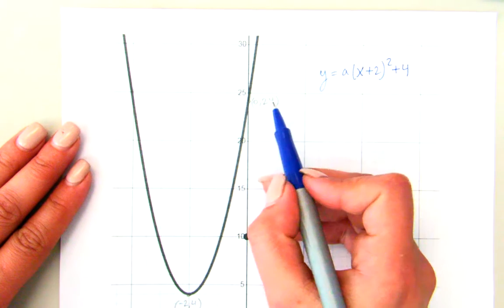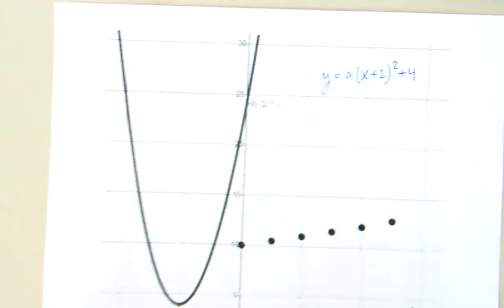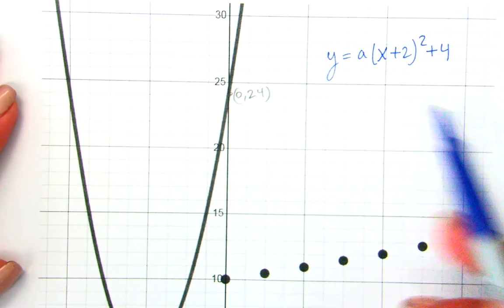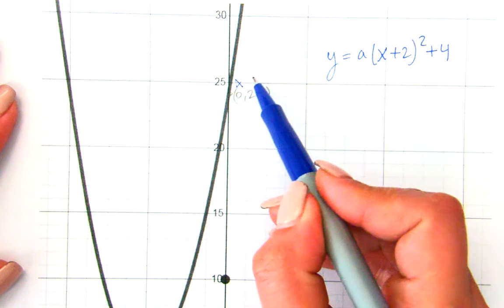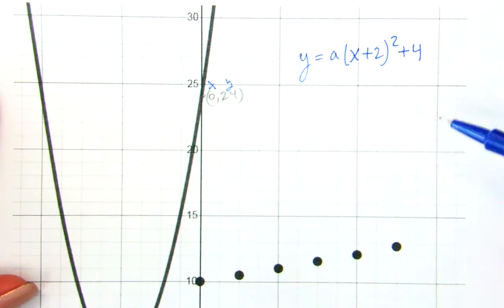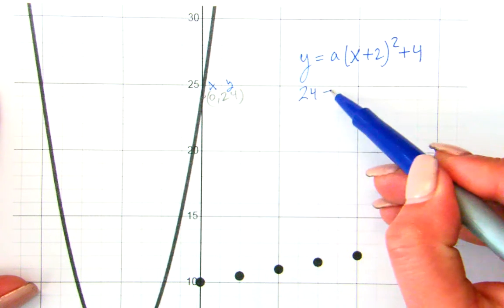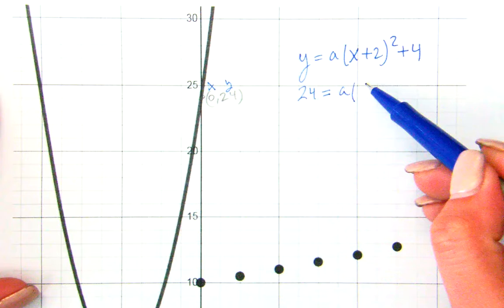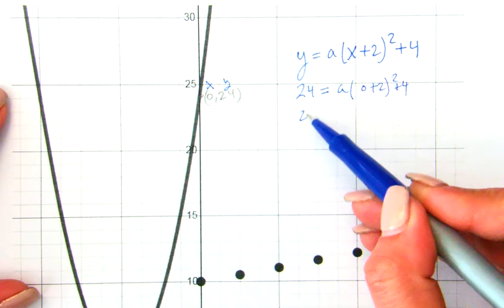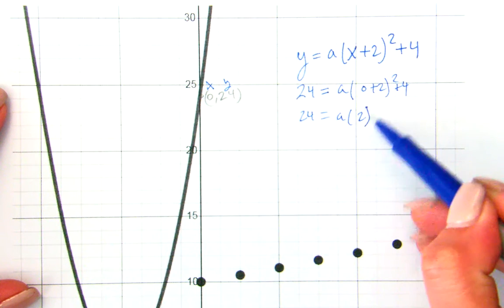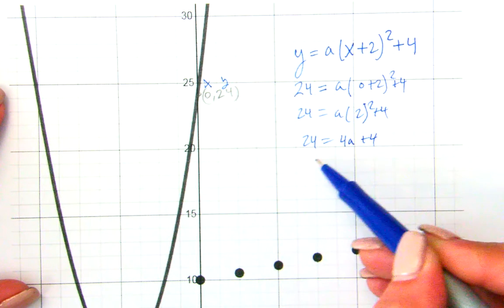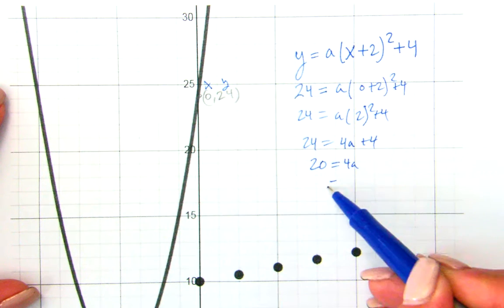And then I know one of the points. In this case, I know the vertex. It doesn't really matter as long as you don't use 0, 0. So 0 and 24 should work just fine. The x is 0. The y is 24. So we have 24 is equal to, we don't know the a, so we're going to find the a. X is 0 plus 2 squared plus 4. So 24 equals a times 2 squared plus 4. 24 equals 4a plus 4. Subtract 4 on both sides. 20 equals 4a. So that means a is equal to 5.